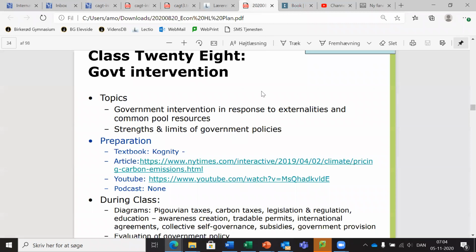I am going to start just by going to the lesson plan. This is class 28. We're going to talk about government intervention, and how the government intervenes in response to externalities. We're not going to get to common pool resources today. We'll talk about that in the next class. We'll briefly talk about what government does in response to externalities and also the strengths and limits of government policies. I recommend you look at these videos here as well. We'll talk about these two things and we'll continue on the next day.